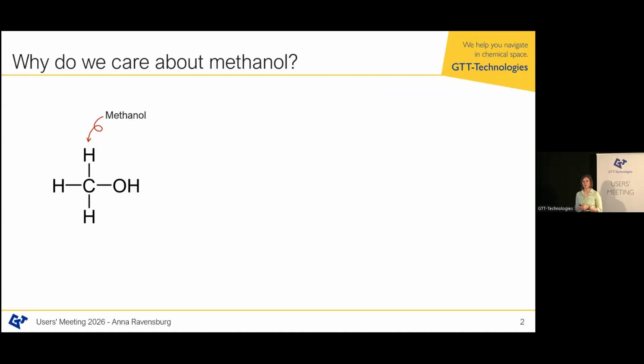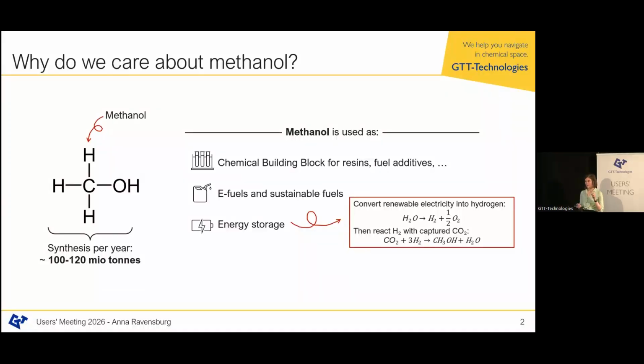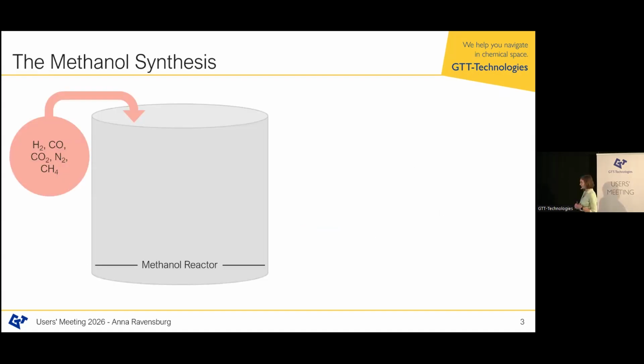This is methanol. I hope all of you know this. Methanol is produced at about 100 to 120 million tons per year, so quite a large amount, because methanol is quite useful. You can use it as a chemical building block for fuel additives or resin. And how methanol synthesis usually works is that you have a reactor, methanol, and input.